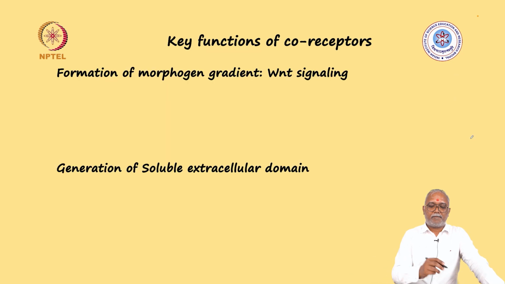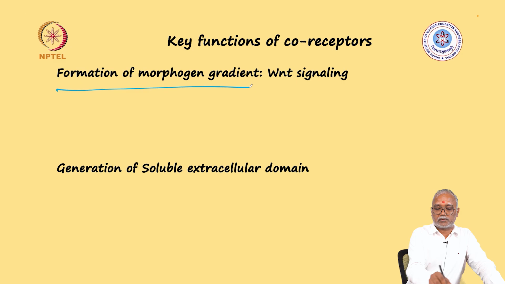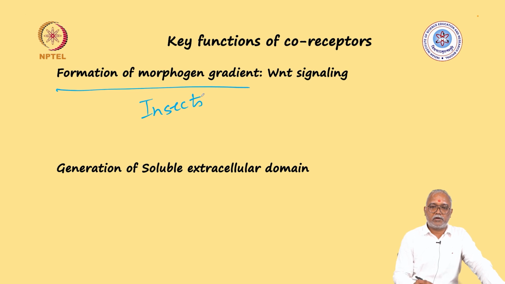There are multiple other pathways in which these work, and eventually because of their function, they help in the formation of something called a morphogen gradient. In many insects, when they are developing, the presence of a small molecule in a gradient available to different cells in a tissue helps them shape or acquire a particular fate. Wnt is one of the molecules which is available as a gradient, and that drives the morphogenesis in the tissue.